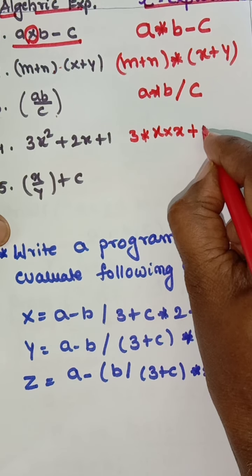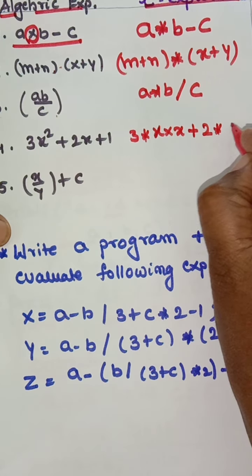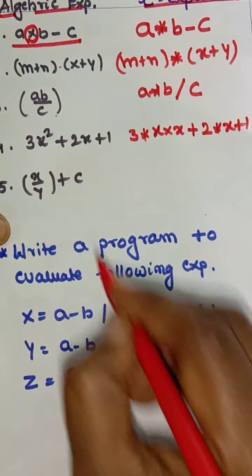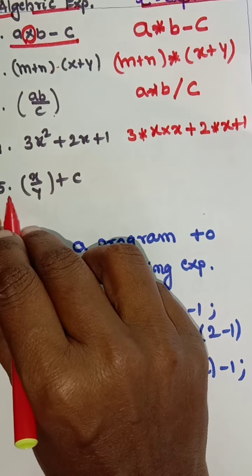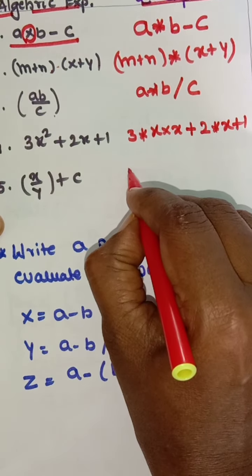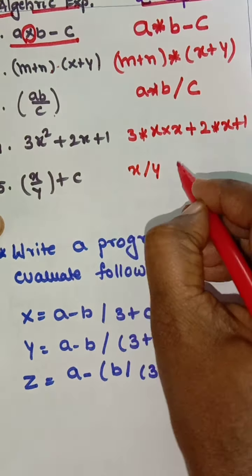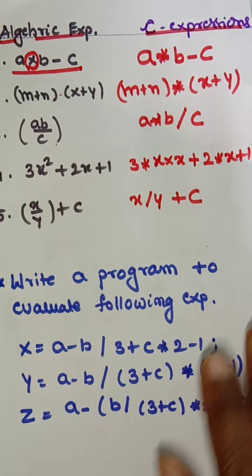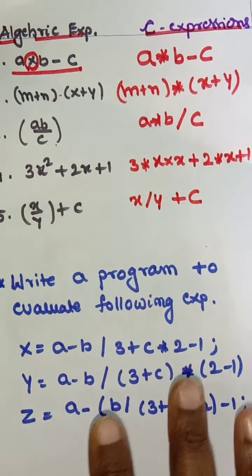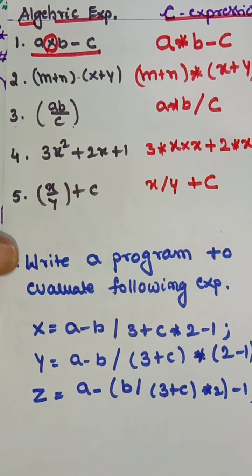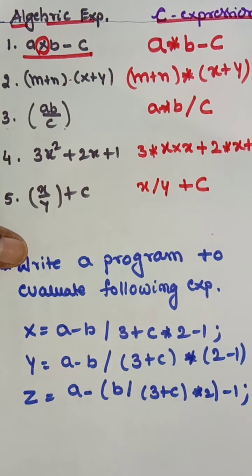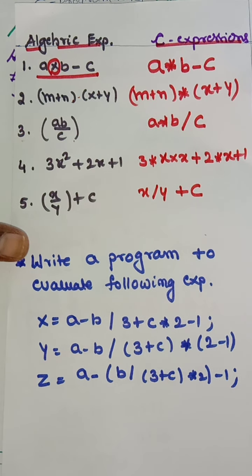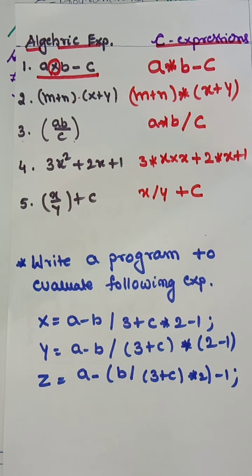Plus is as it is. 2 asterisk x plus 1. Okay. And next is the fifth, x by y. How to write? x forward slash y plus c. Okay. So this is going to explain how to convert the algebraic expressions into C expressions.